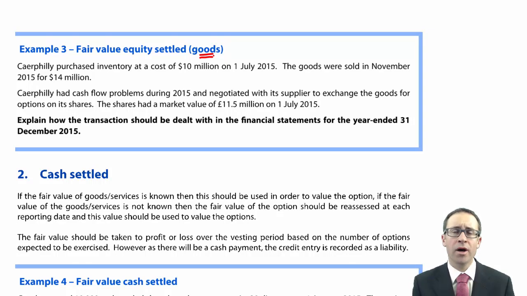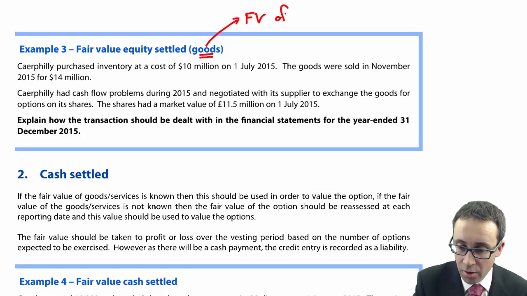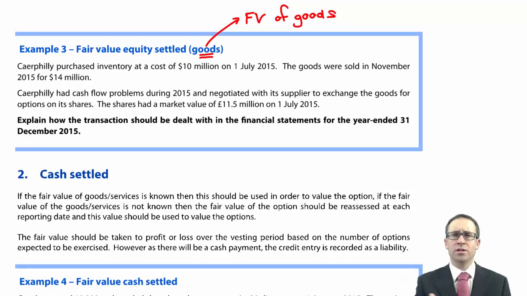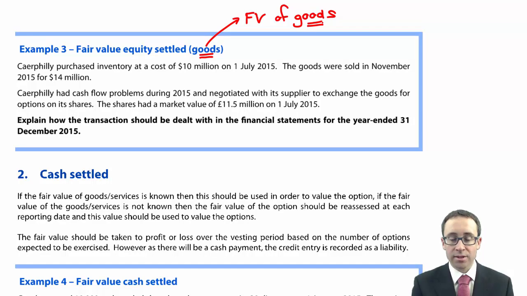So you are purchasing goods, and in purchasing those goods you are issuing share options. The key bit is that when you're looking at the fair value, we take the fair value of the goods. We worked out the fair value of the services by looking at the fair value of the share option, which was given to us within those questions. Here, the key bit is that you take the fair value of the goods. It says, explain how the transaction should be dealt with in the financial statements for December 2015.